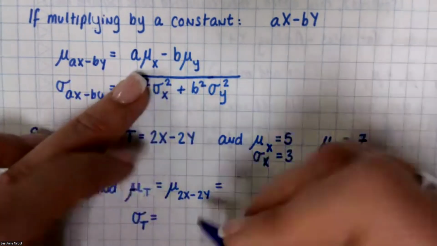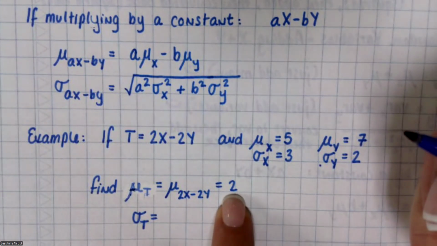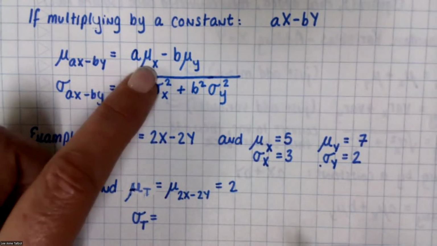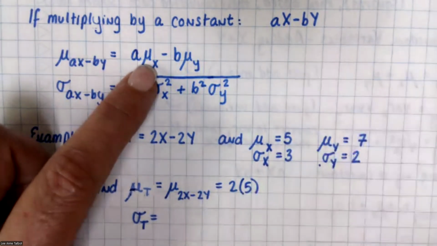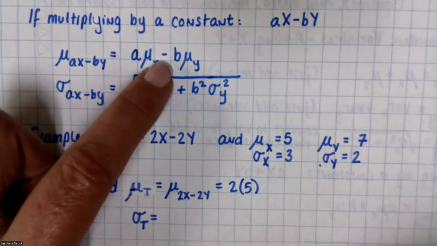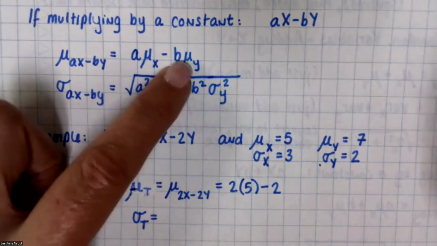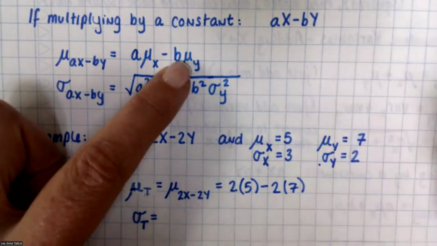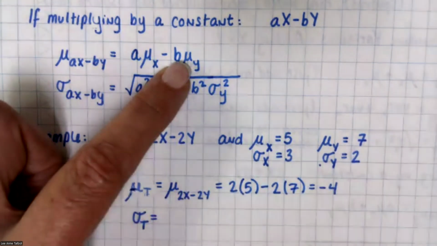And now I'm going to go here. So 2 times the mean of x. The a is 2. 2 times the mean of x. What's the mean of x? 5. Do you see where that came from? Minus 2 times 7 equals 10 minus 14, which is negative 4.